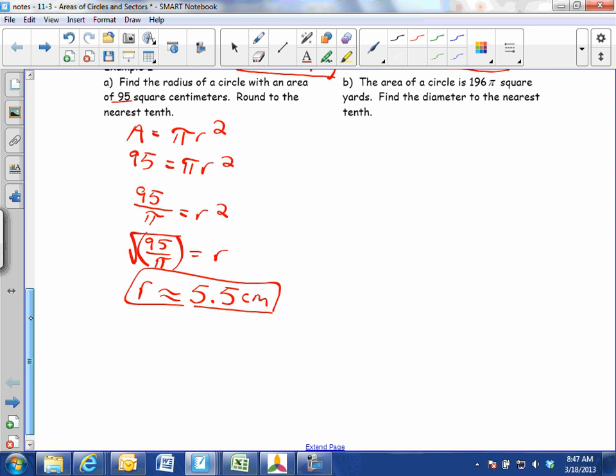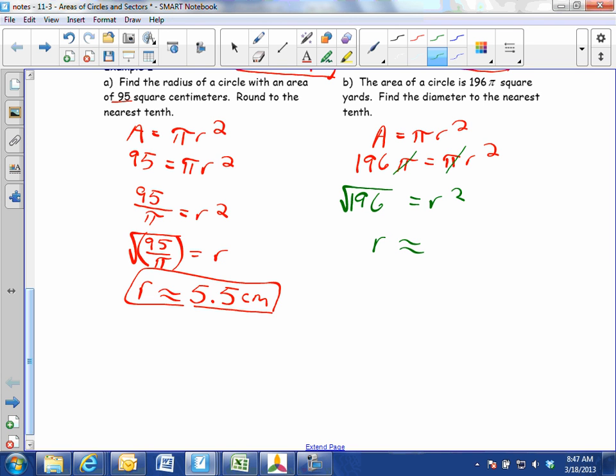Okay. Looking at the next one, it says the area of a circle is 196 pi square yards. Find the diameter to the nearest tenth. The only way we can find area is pi r squared, which means we have to find the radius first before we can find the diameter. So area is 196 pi. What are we going to do now? Get rid of pi. Okay, so the pi's just cancel. Divide by pi on one side and get rid of it on both sides. Now what do we do? Square root. Now we do it. 14.